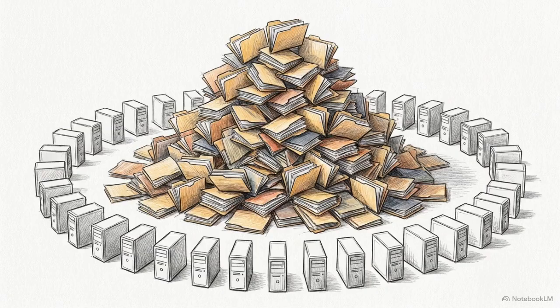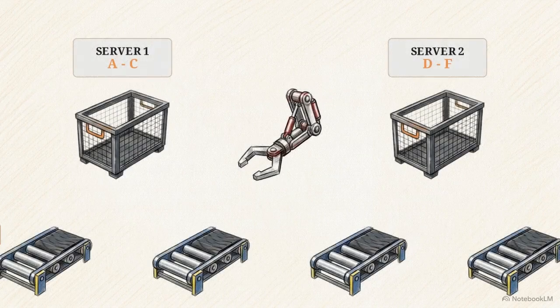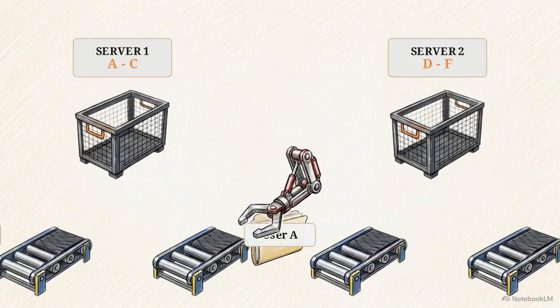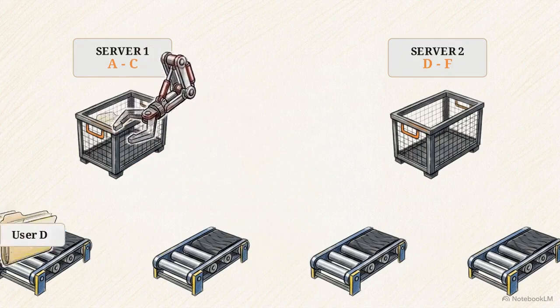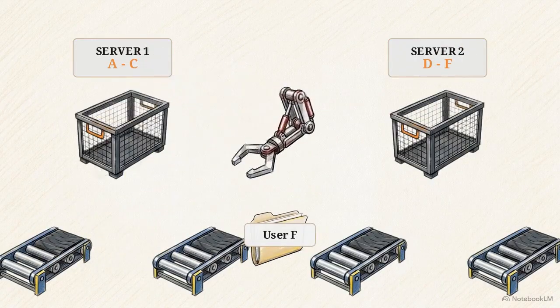Now that our data is highly portable, we need a way to organize those folders across 1,000 different computers. The technique used to do this is called sharding. Think of sharding like a highly organized mailroom. The system uses a specific key to automatically route data. For example, it sends users A through C to server 1 and D through F to server 2.